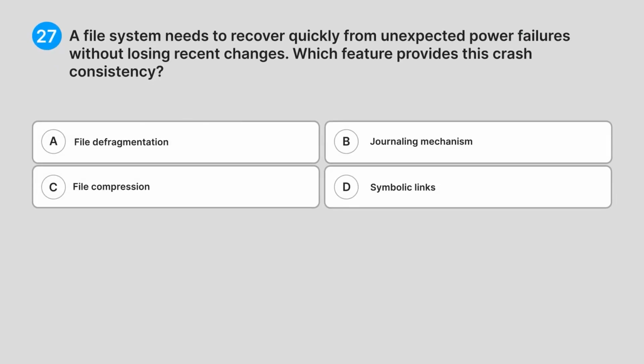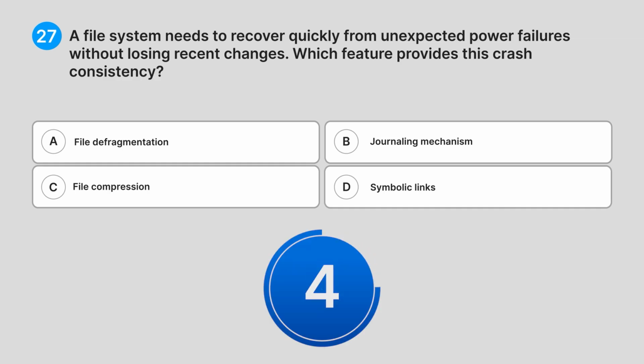27. A file system needs to recover quickly from unexpected power failures without losing recent changes. Which feature provides this crash consistency? A. File defragmentation. B. Journaling mechanism. C. File compression. D. Symbolic links. Can you guess the answer?